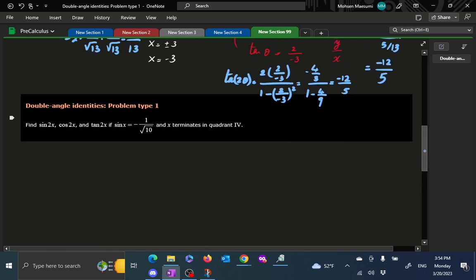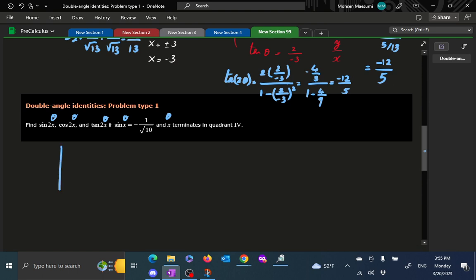So x terminates in quadrant 4. So again, to avoid any confusion, let's call this instead of x, let's call it theta. I am in quadrant 4. So I'm here. You can measure clockwise or counterclockwise. This is the theta.